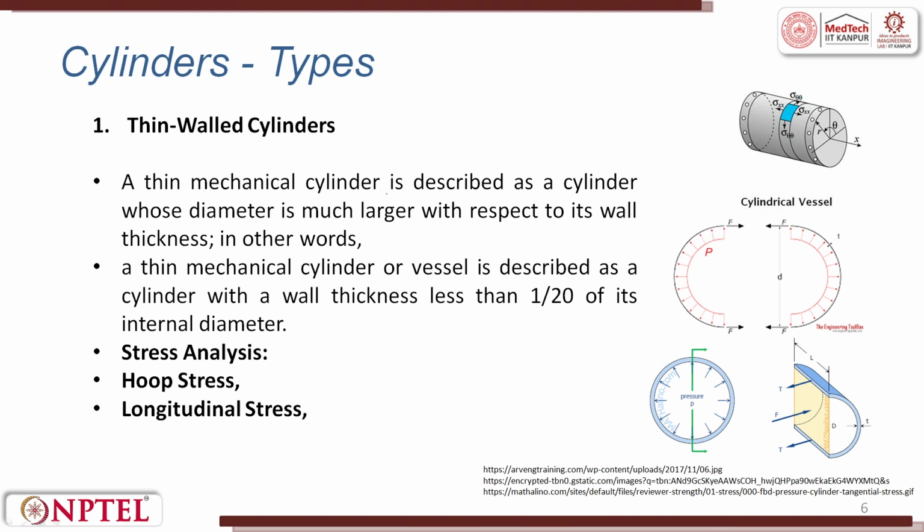A thin wall mechanical cylinder is described as a cylinder whose diameter is much larger with respect to its wall thickness. In other words, the thin mechanical cylinder or vessel is described as a cylinder with a wall thickness less than 1/20th of the internal diameter. Okay. So this 1/20th is very important, because when you try to go smaller and smaller, for example, when you try to go to millimeter diameter, you should know what the thickness should be. So it should be 1/20th of the internal diameter. If you have that thickness, then it is called a thin wall cylinder.